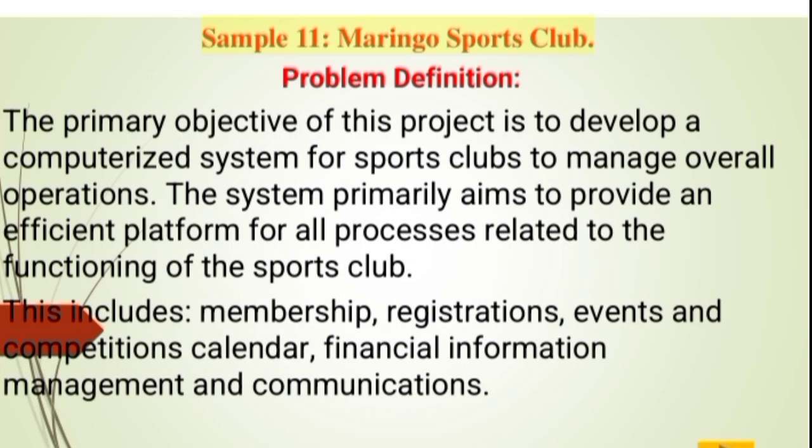Sample 11. Maringo Sports Club. Problem definition. The primary objective of this project is to develop a computerized system for sports clubs to manage overall operations. The system primarily aims to provide an efficient platform for all processes related to the functioning of the sports club. This includes membership, registrations, events and competitions calendar, financial information management and communications.